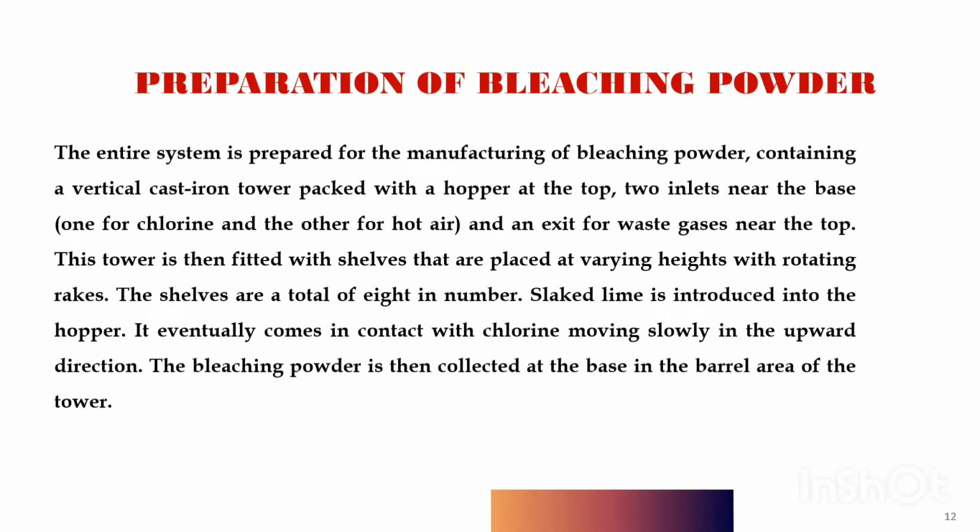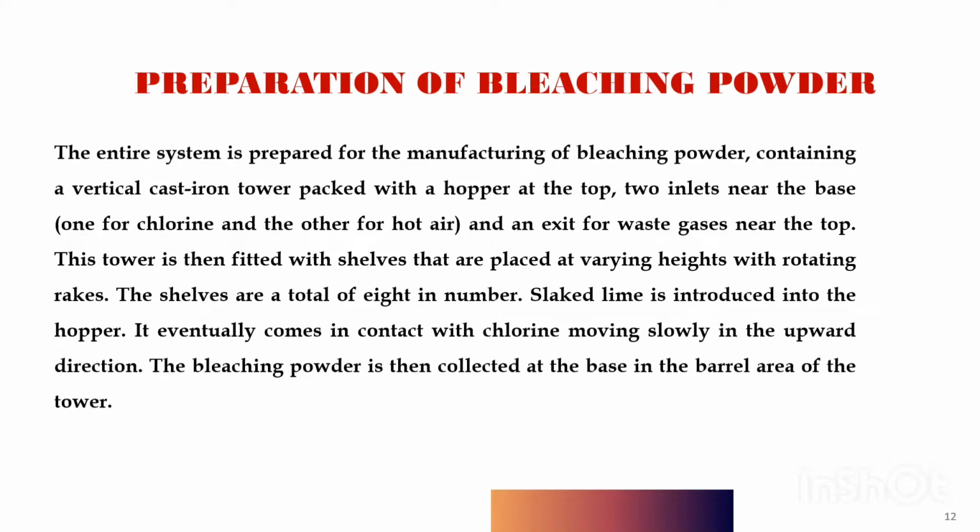In this, the entire system is prepared for the manufacturing of bleaching powder, containing a vertical cast iron tower packed with a hopper at the top, two inlets near the base, one for chlorine and the other for hot air, and an exit for waste gases near the top.